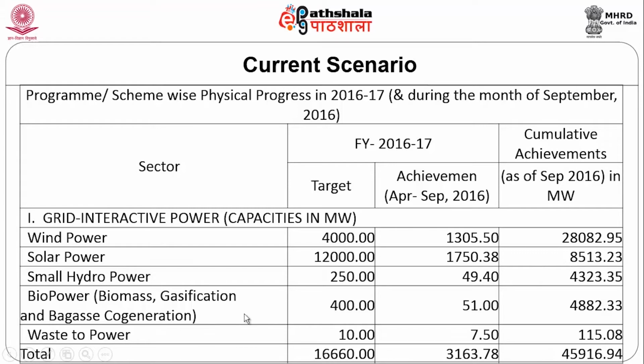Small hydro, which comes under renewables, is 4,323.35 megawatt. From biopower, that is biomass direct combustion, gasification and bagasse cogeneration, it is about 4,882.33 megawatt, and waste to power about 115.08 megawatt. Overall, from renewables alone we have about 45,916.94 megawatt of electricity, and wind and solar are really picking up in the country.